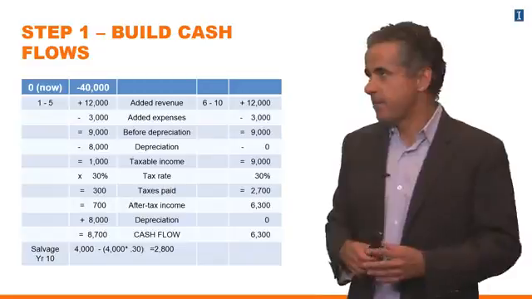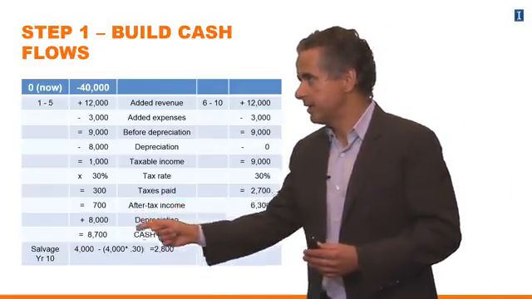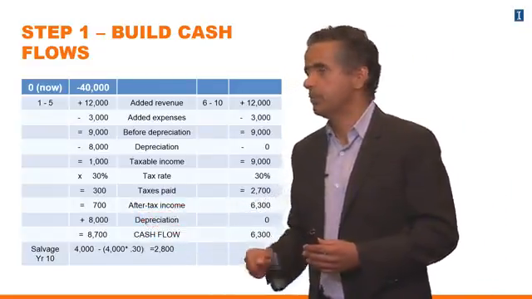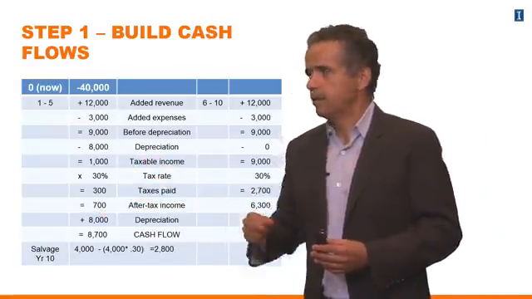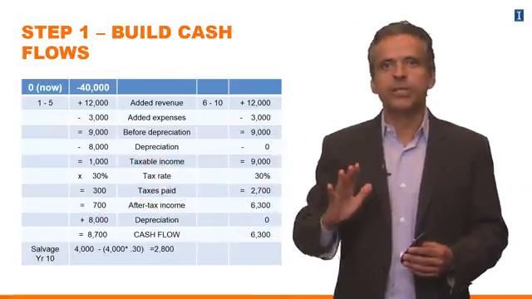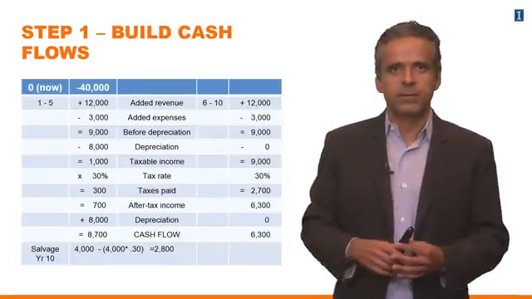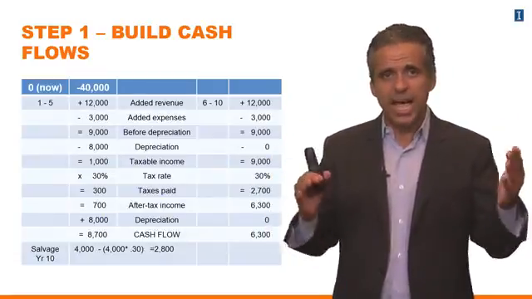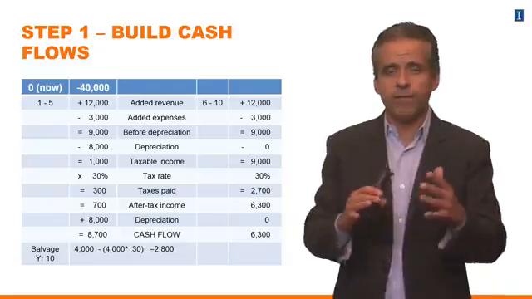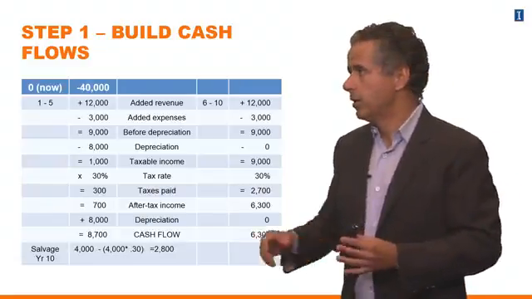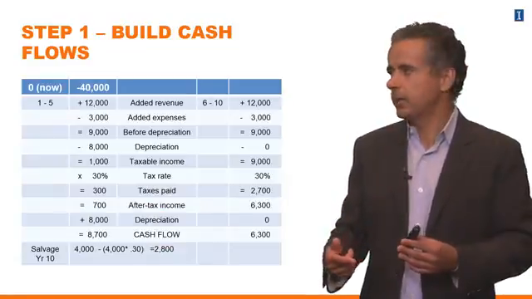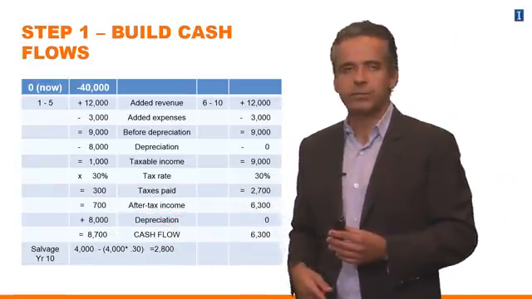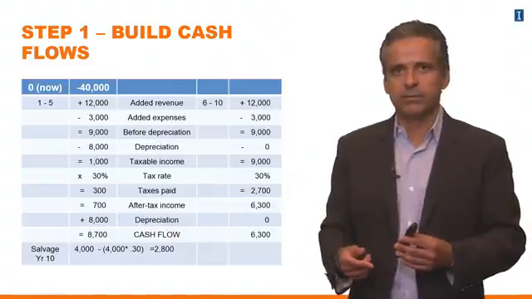But we are not done with depreciation. At the bottom here in the cash flow, before we compute cash flow, we have to add depreciation back. Why? Because depreciation is a non-cash expense. Depreciation doesn't mean that it's actual cash coming out of the company. Nothing is happening in terms of cash flow. The way we address that is by adding depreciation back to compute the cash flow. So the cash flow in years 1 to 5 is $8.7 thousand.